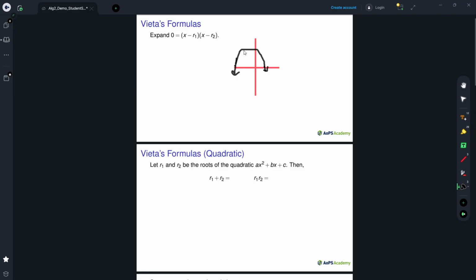So what's next? Now it wants us to expand this equation, and we don't need to do anything on the left side, so that's good. I have a question for you guys. How would we expand this expression on the right side? Let's think about that.